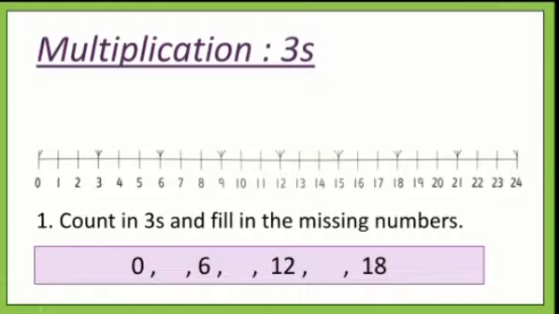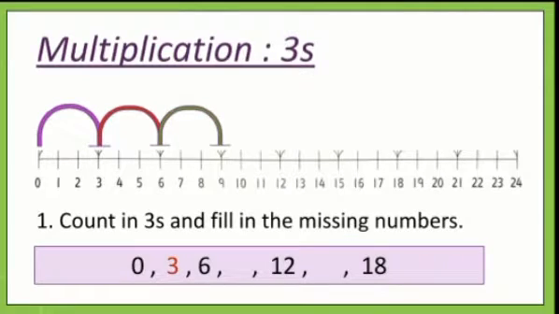Have a look. What comes after 0? When we count in threes, the number 3 will come. Let's fill the missing number 3. Here again count in threes. The next number will be 6. Then 9 will come. Write down the missing number 9 here.